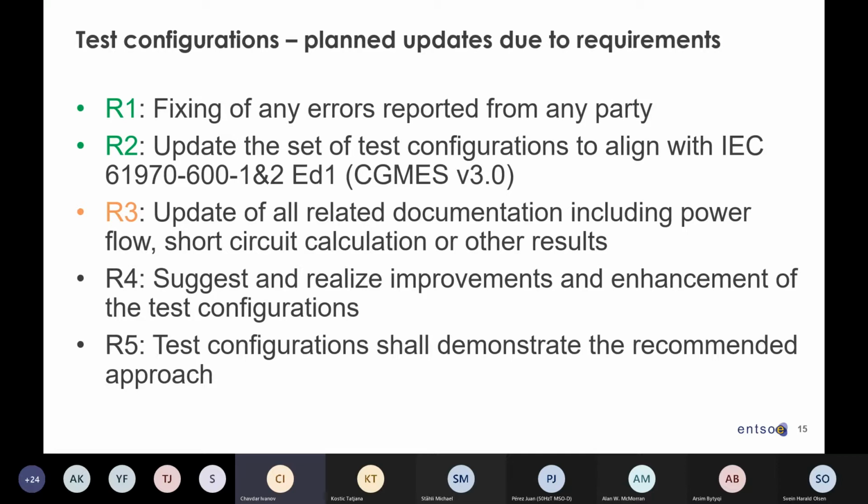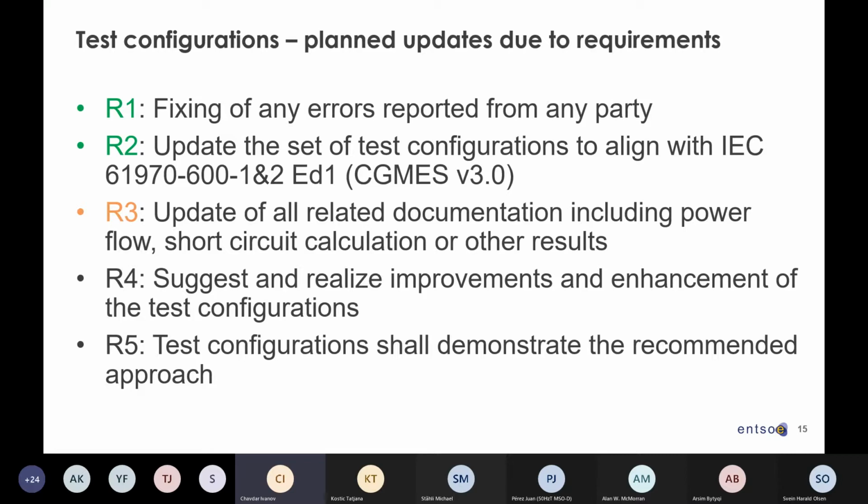Of course, there are some new ones appearing that need to be fixed, but at least the old reporting issues should be considered. Then the main task was actually to migrate these test configurations to CGMES 3, and with that effort, it's not just a simple conversion, but there was a check if the test configurations are meeting the new requirements, or if they demonstrate the recommended approach for CGMES, which is this requirement 5 you have at the bottom.